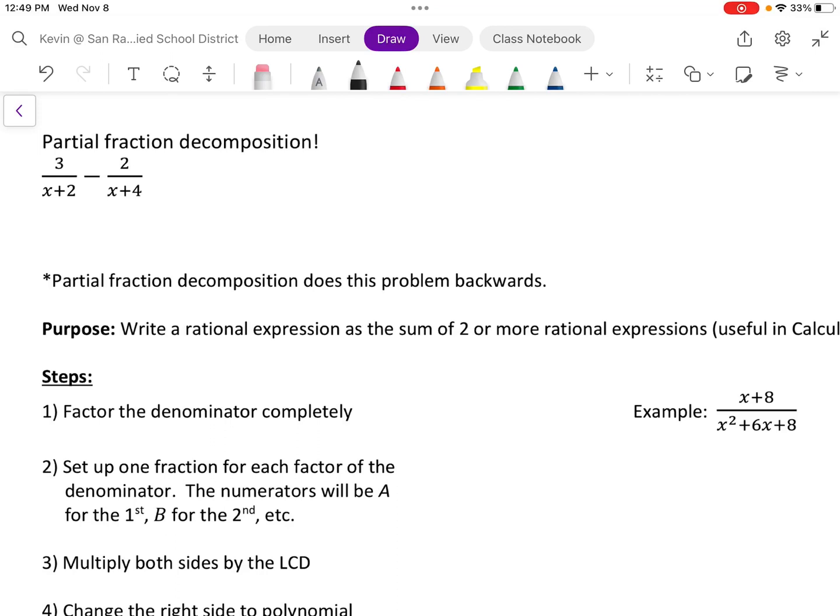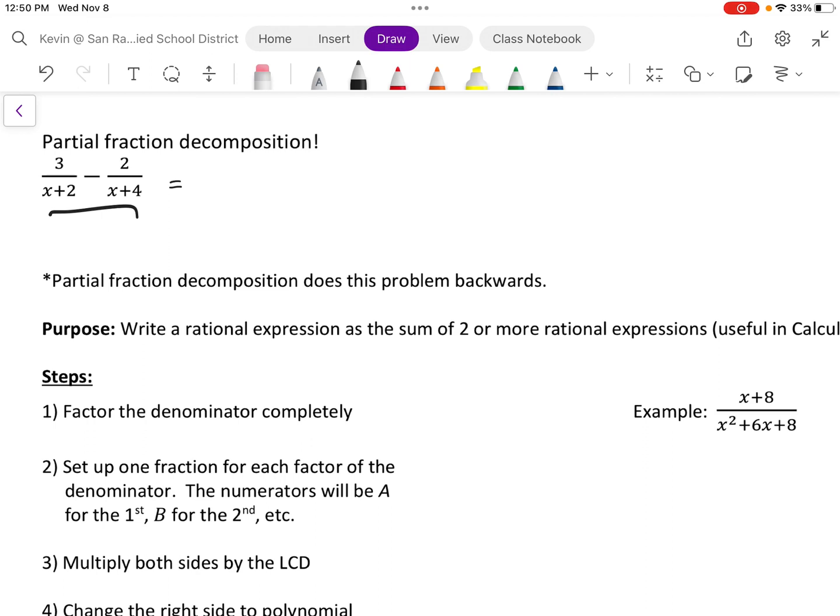Okay, this is 7.3. This is page 4, and this is partial fraction decomposition. And the idea is, let's say you have two rational expressions like we have here, and you have the sum or difference. In this case, we have the difference of two rational functions.